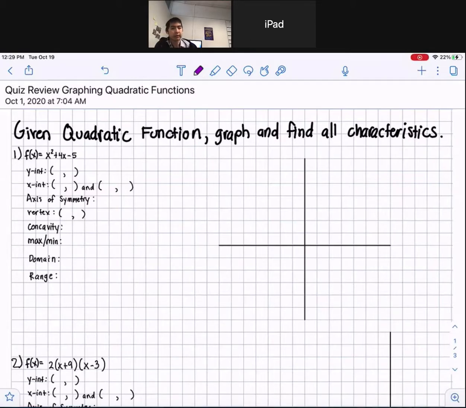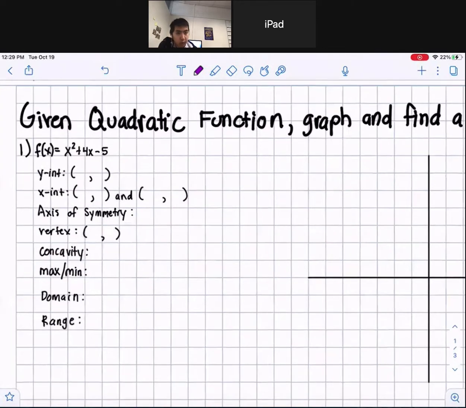Here's your quiz review on graphing quadratic functions in preparation for your quiz. I'm just going to go over this whole thing and give you some tips.